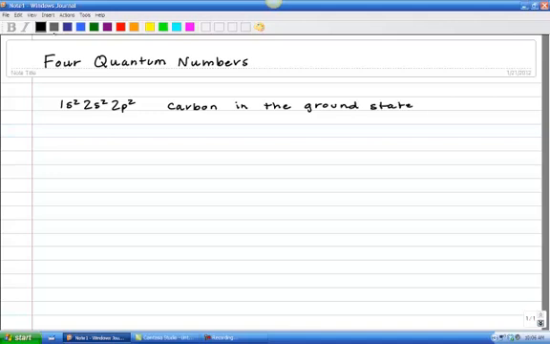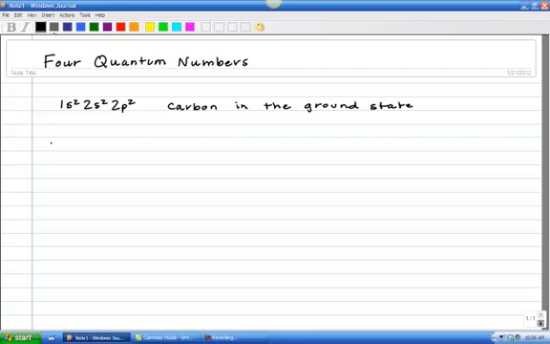You notice that we have all the lowest energy levels filled. We fill the 1s, then we fill the 2s, and then we fill the 2p. All 6 of those electrons occupy different regions of space, and that's exactly what we want to have happen. 2 electrons can't occupy the same exact space. So this discussion of 4 quantum numbers helps us figure out exactly where those electrons are at a given time. So let's go through the 4 different quantum numbers.